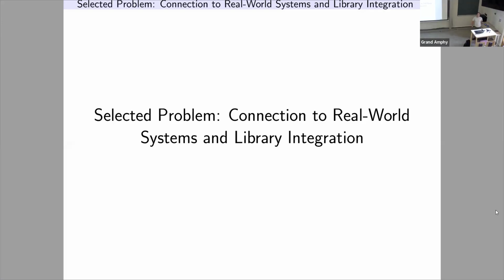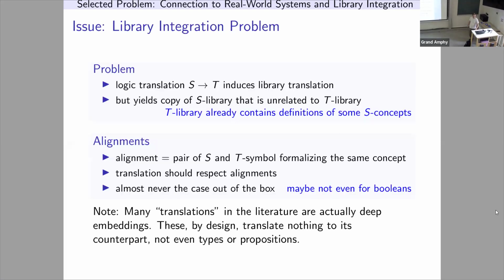And finally, a little bit of outlook to what's happening with real-world systems. So I said that it's difficult to do logic translations between real-world systems. In fact, it's difficult to even formalize the real-world system in the first place. By real-world systems, I mean things like PVS, Isabelle, Lean, and so on.